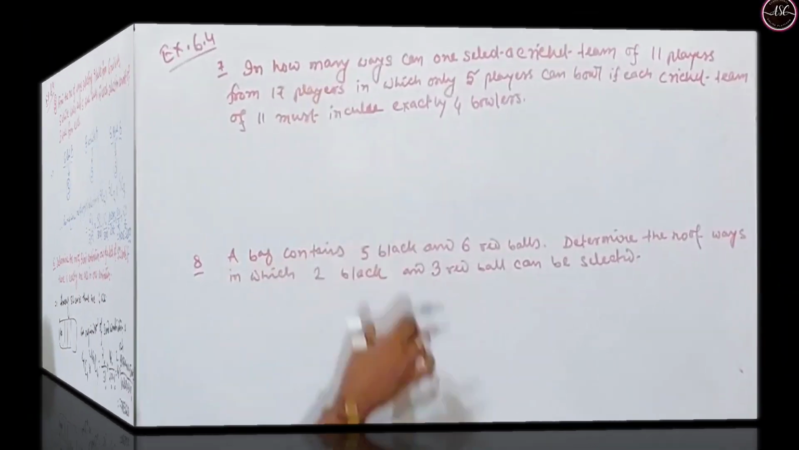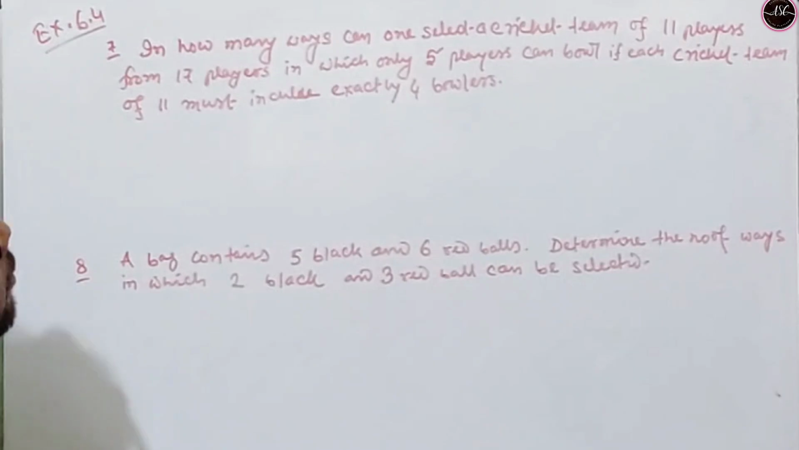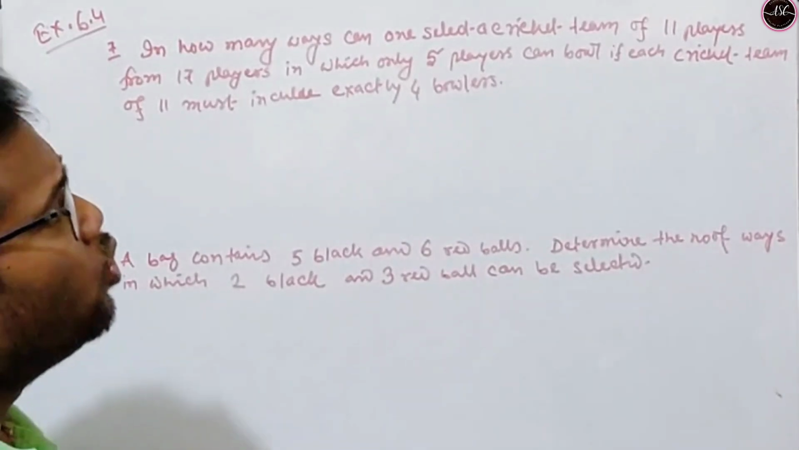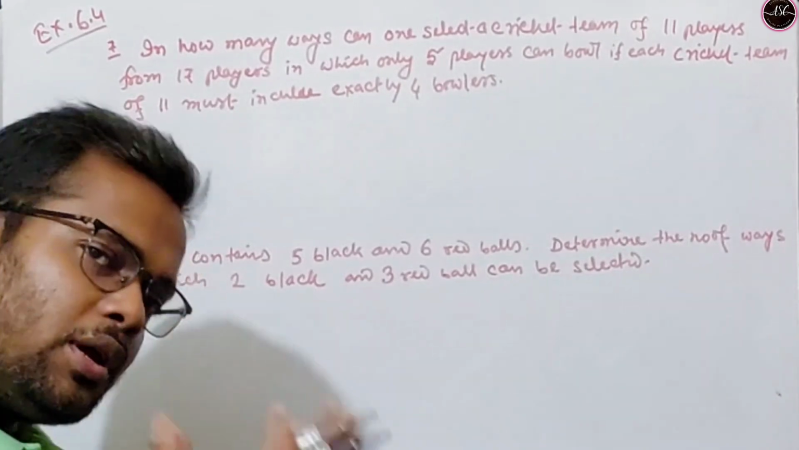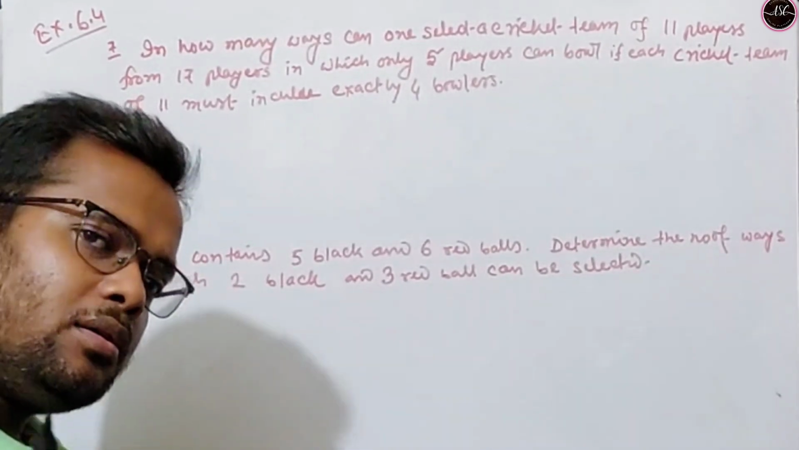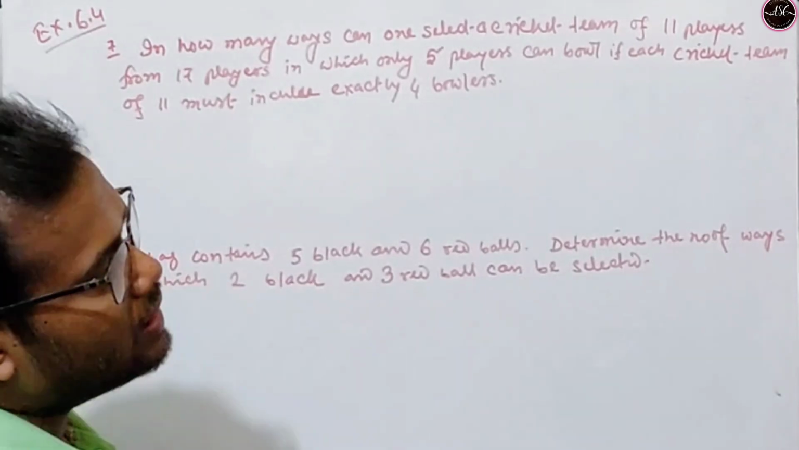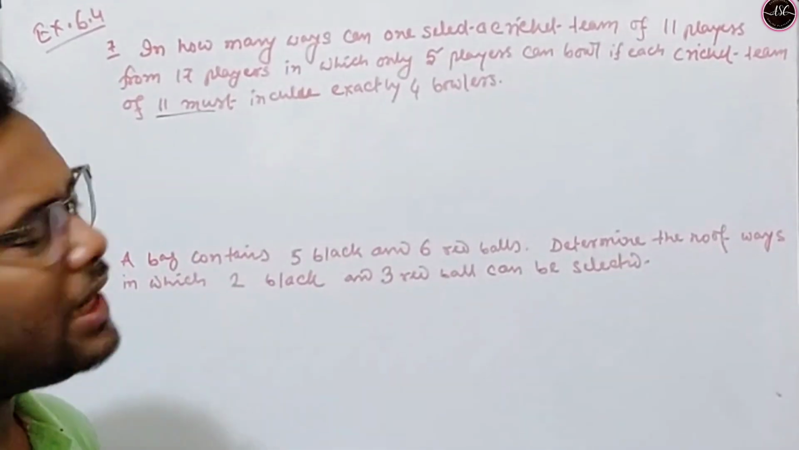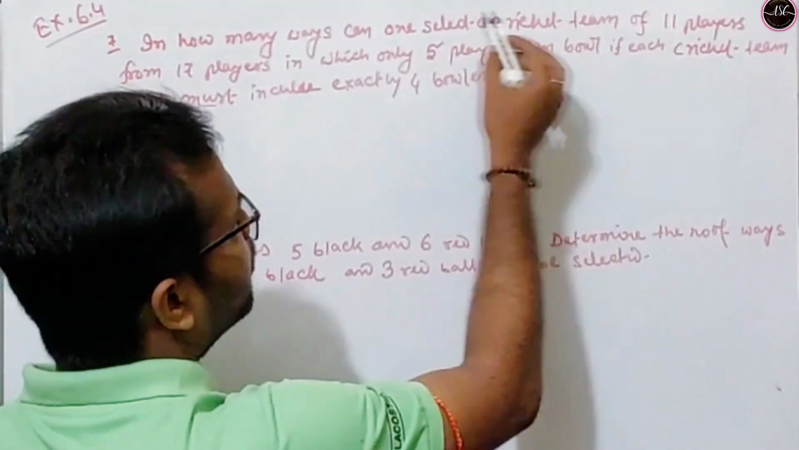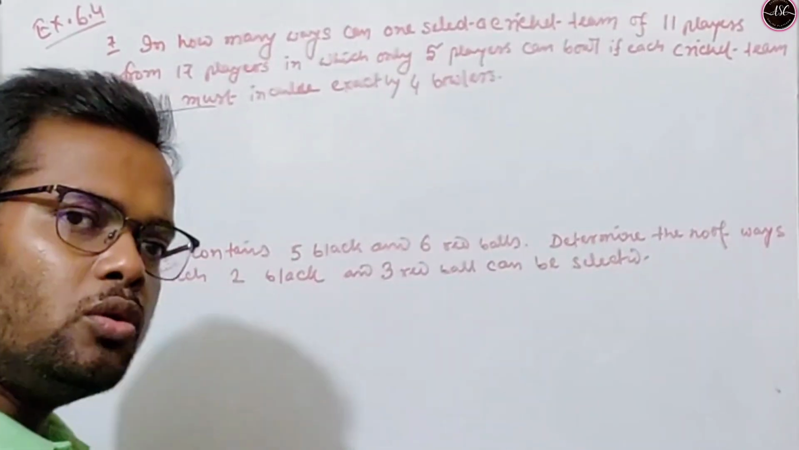Okay. This question: in how many ways can one select a cricket team of 11 players from 17 players, in which only 5 players can bowl? Okay. So among 11 players, 5 players can bowl. If each cricket team of 11 must include exactly 4 bowlers. Okay. So among 17 players, there should be 5 players who can bowl.